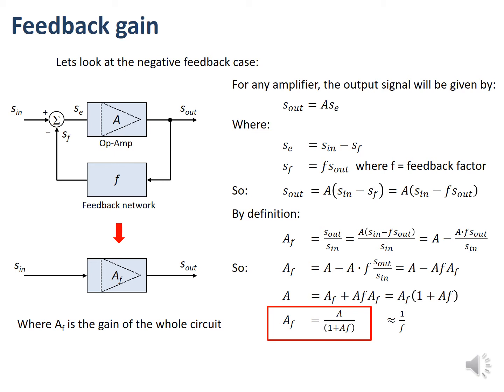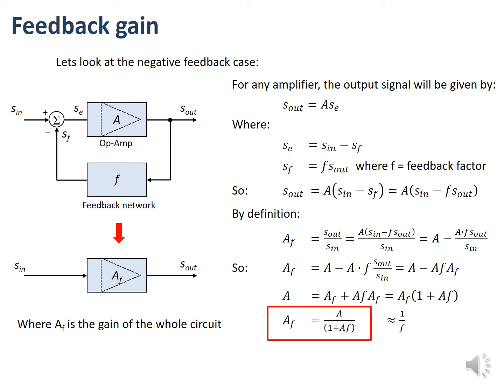Now the output signal, S out, is always equal to A times the error signal, SE. That's the fundamental property of the op-amp. What I'm trying to do is reduce that complicated circuit with the different components, the op-amp and the feedback network, down into an equivalent circuit, and I'm trying to obtain the term AF, if you like, which is the gain of the whole circuit now.